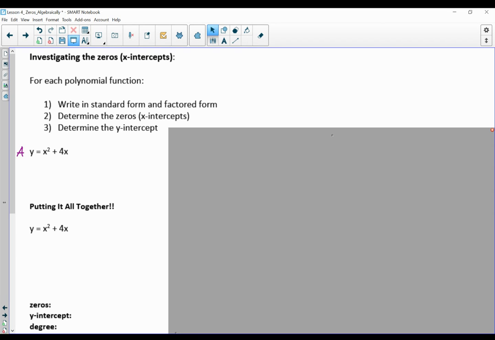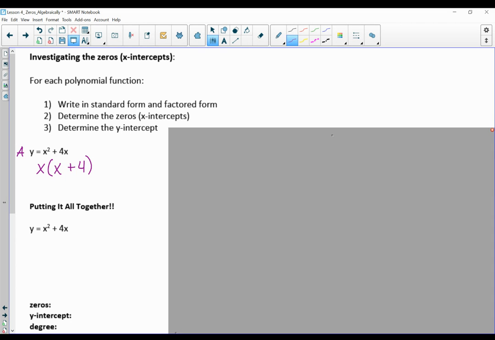Well, I'm looking at it and I notice that x squared and 4x both have an x in common. So if I wanted to factor this, it would be a GCF, and I would factor out the GCF of x, and I'd be left with x plus 4. And you can test that. You can factor that back in and see that you would get x squared plus 4x. So that is the factored form.